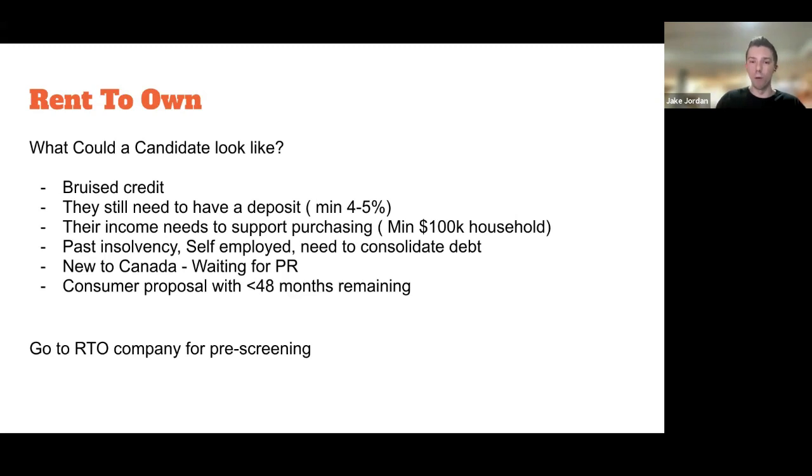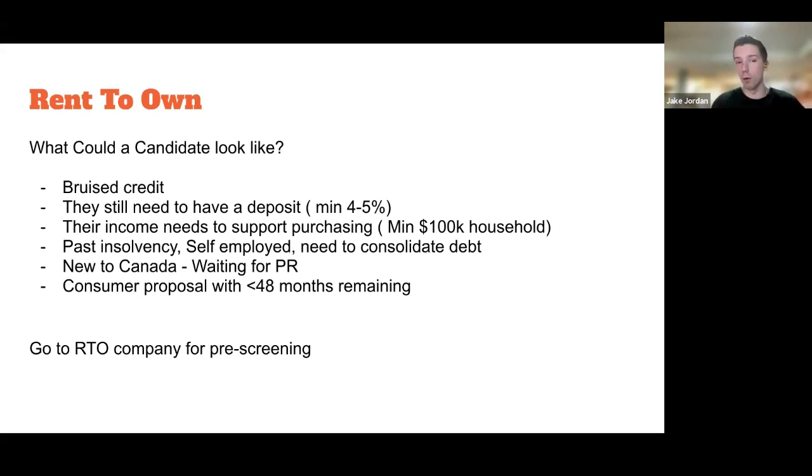They do need 4 to 5% down to put towards the loan, because they have to have some skin in the game. Their income needs to support purchasing, obviously, because the whole idea with rent to own is that someone's buying this home for you now, and then you are going to be buying them out in 2 years' time, kind of thing. So your income does still need to support that mortgage so that you can, in the future, buy them out potentially. Perfect candidates could be someone that has a past insolvency.